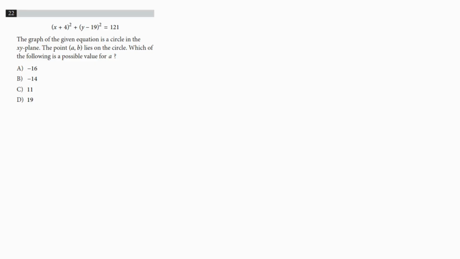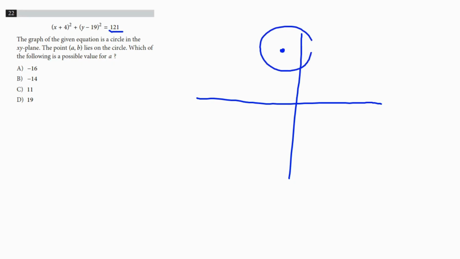For this problem, same thing here. I like to draw it out. Let's draw our little coordinate plane. We know that x is going to be negative 4, so it's somewhere here, and y is going to be 19, so it's way up here. The radius is going to be 11, so let's draw that circle out, and then I'm going to label the radius. And then we want to know which of the following is a possible value of a, and we have point a comma b.